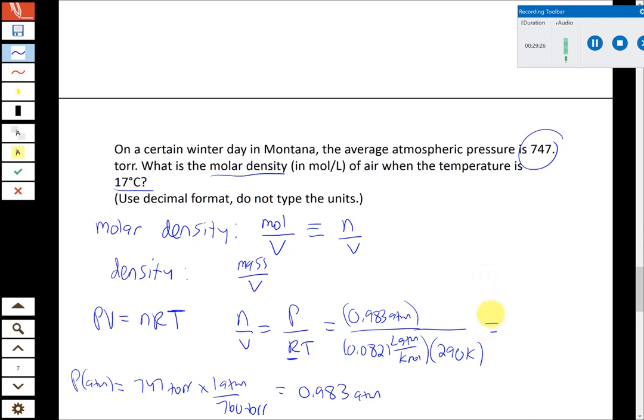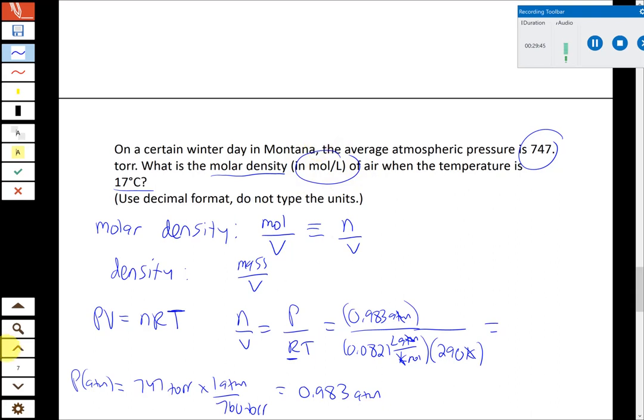All right, so when we divide these, atmospheres cancels out, Kelvin cancels out, we get 1 over liters over mole, which is moles per liter. So that's going to give us that ratio in the correct units, and it wants it in moles per liter, so that's what we're going to keep it as.